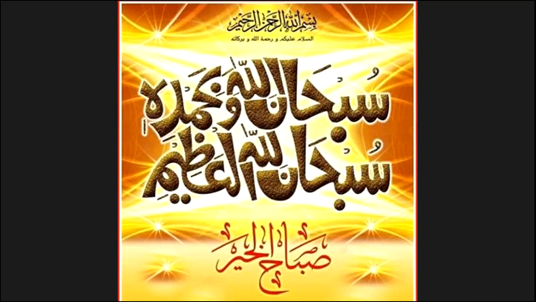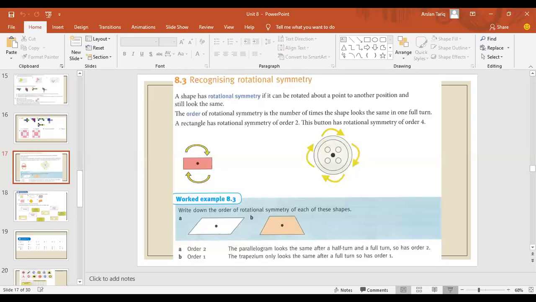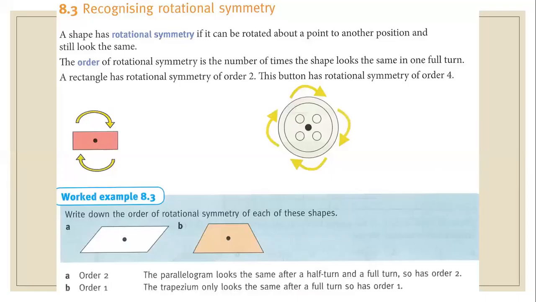So today we will learn about our new topic, recognizing rotational symmetry. We recognize rotational symmetry by rotating the shape. How many times will the same shape come?